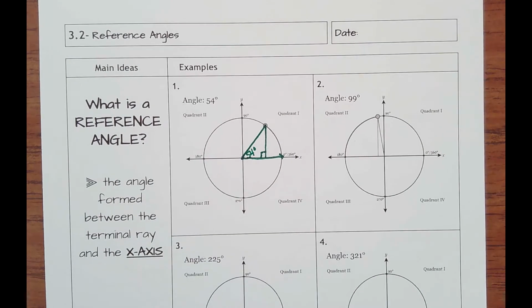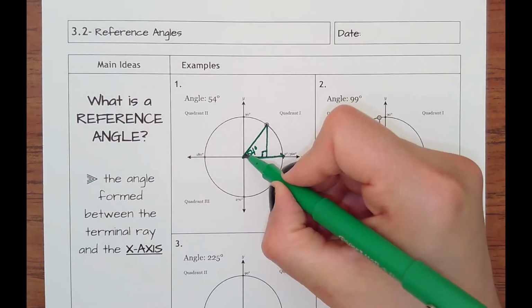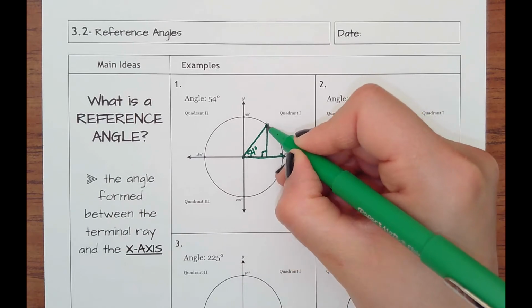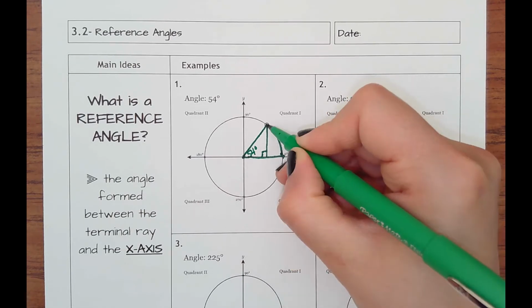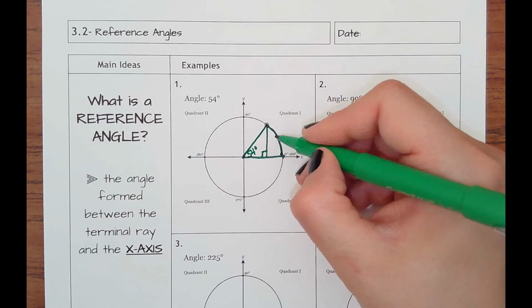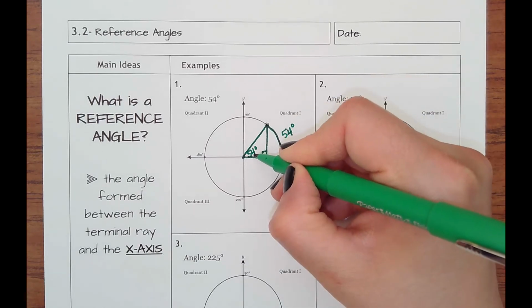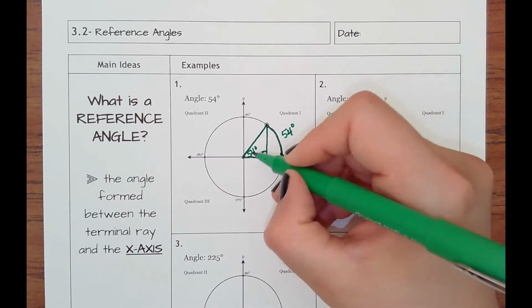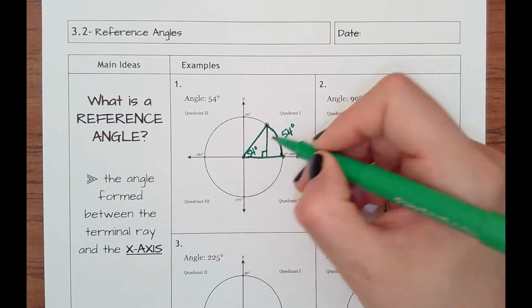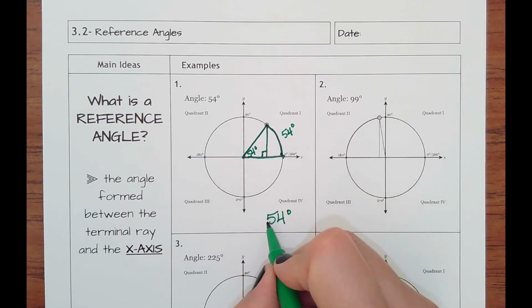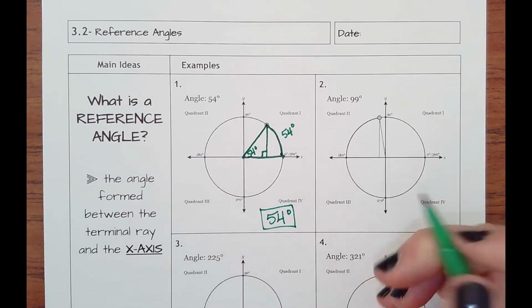Well, a reference angle is just wanting to know how far is this terminal ray, this ending ray, from the x-axis. It's also the same as this arc measurement. And if you remember back in geometry, this arc will always match this central angle. So you can look at it either way. I just think of the degree in here. So this reference angle will be also 54 degrees. Quadrant 1 is the easiest one.